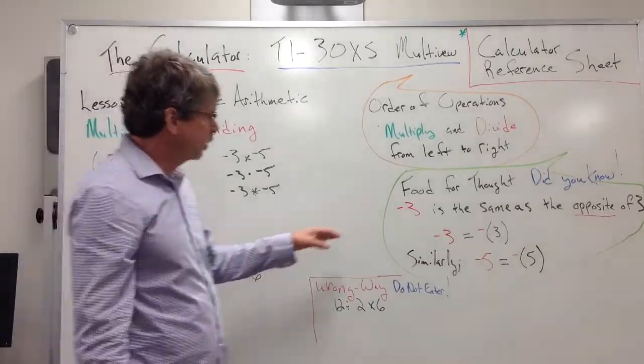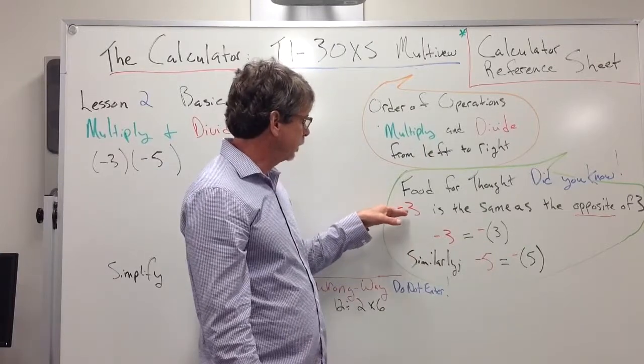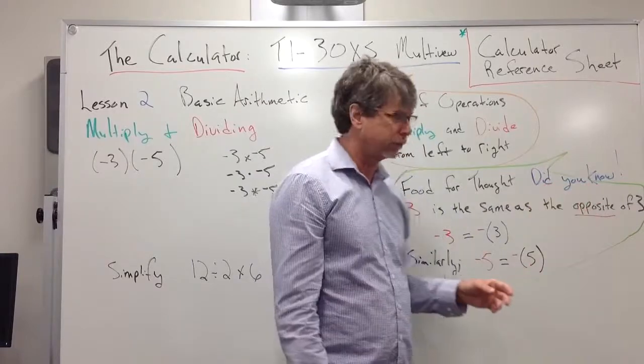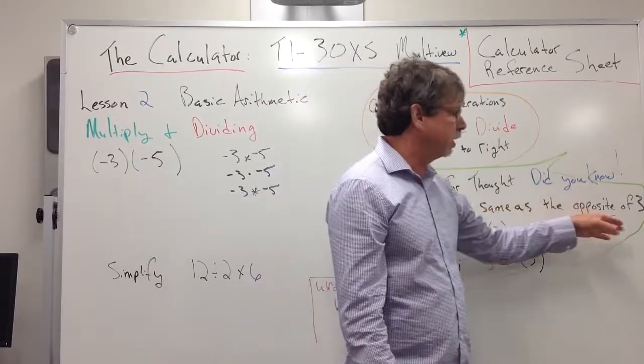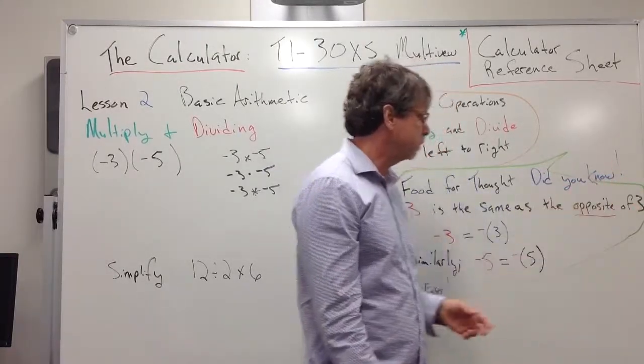Some food for thought that we want to talk about here to start with is, one thing is -3 is the same as the opposite of a 3. In other words, -3 is the same as the opposite of a positive 3. Remember, the opposite of positive 3 is actually -3, so these are interchangeable.